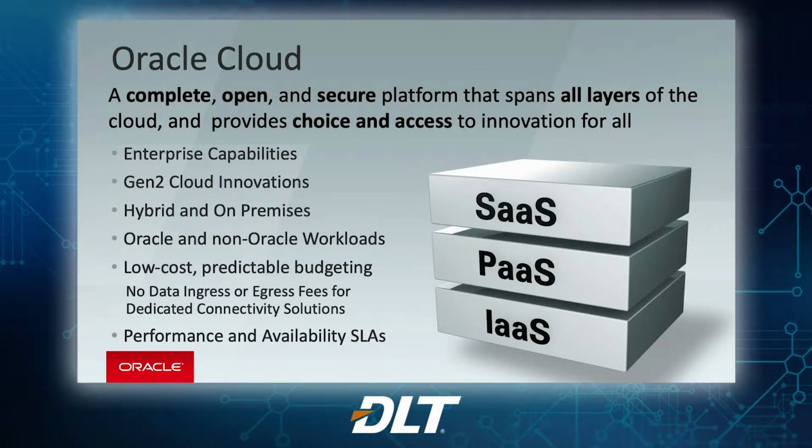In our Generation 2 Cloud, we offer some very significant capabilities and innovations, and we're going to talk about some of those. So hybrid and on-prem, that's hugely important. We know you're not going to lift and shift everything, so we have to coexist in a hybrid environment and move some of that workload to the cloud. So Oracle and non-Oracle workloads.